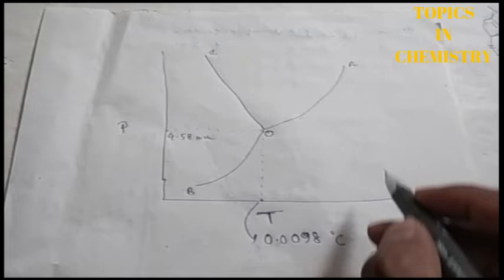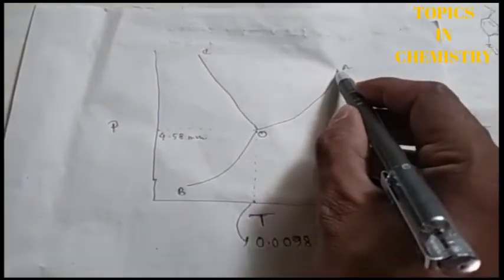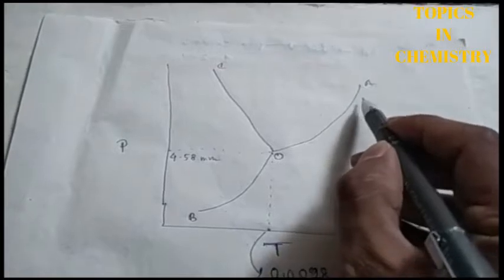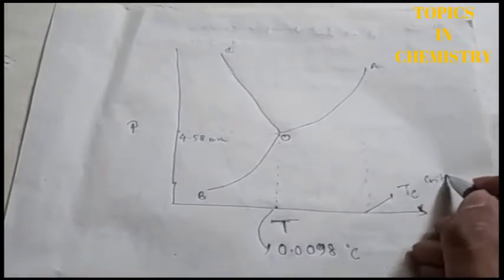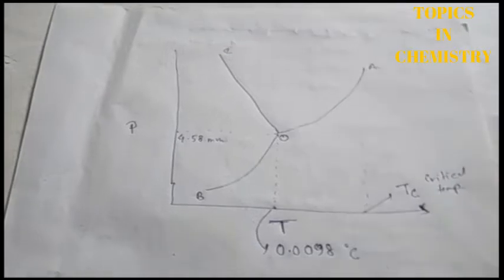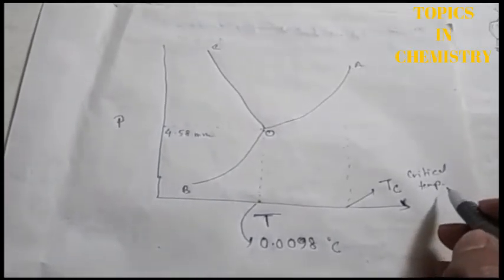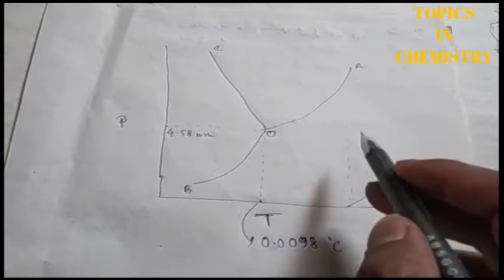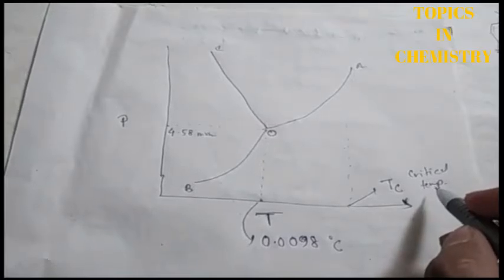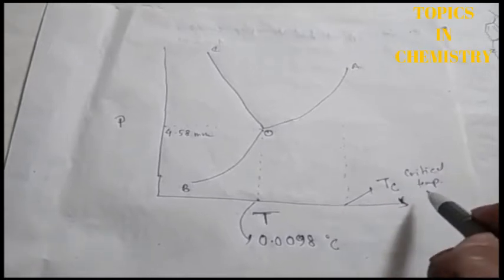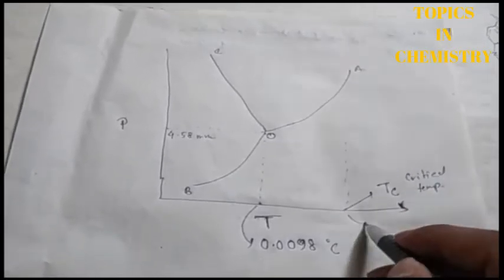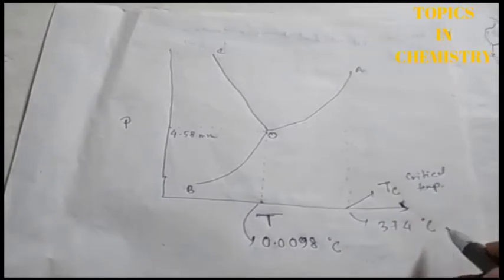Now there is another point. This is the final point. This point is called the critical temperature, TC. And you know that after that point you cannot condense the vapor into liquid. So that is the maximum temperature at which liquid can exist. After that point liquid cannot exist. So this is called the critical point temperature, and it is almost 374 degrees Celsius for water.